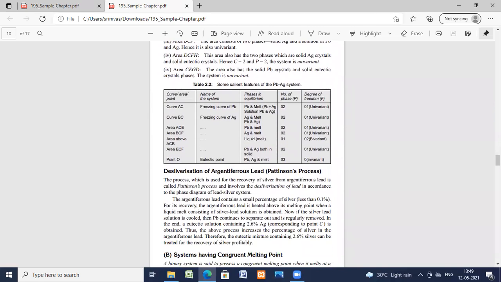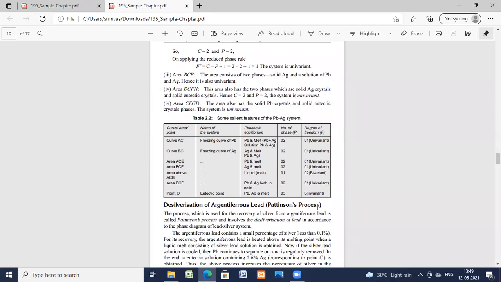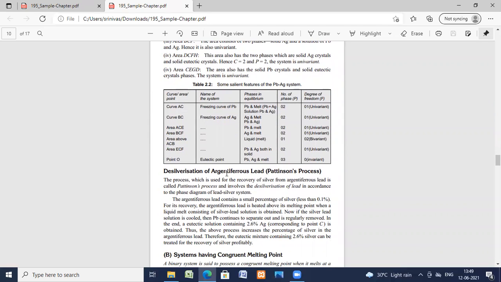Now let us see the desilverization of argentiferous lead. It is Pattinson's method. Using this process we recover silver from argentiferous lead. From the ore you are getting argentiferous lead, and from that we have recovered silver. In that way we have applied the phase rule. This method is called Pattinson's process.